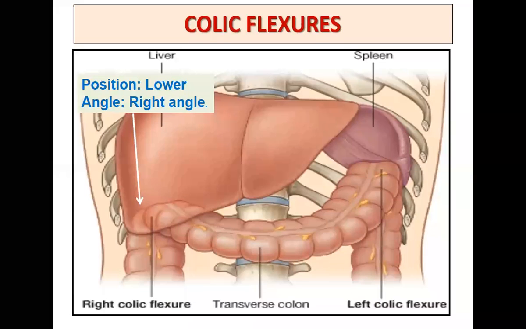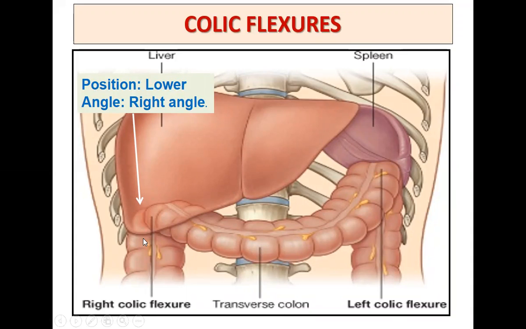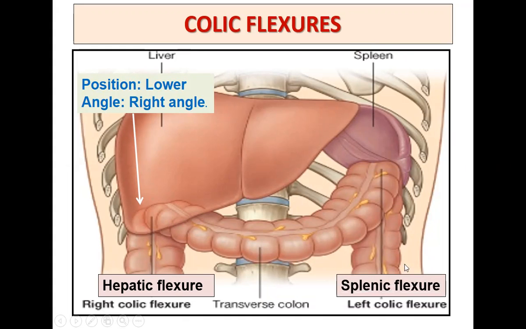Now coming to the two flexures which I was talking about. Flexures, as I said, are the bends, the junctions between the ascending and transverse colon, as well as the transverse colon and descending colon. The bend between the ascending colon and the transverse colon is called the hepatic flexure, or the right colic flexure. Similarly, on the left side, we have the left colic flexure, also called the splenic flexure, because here it is in relation to the spleen. Here it is related to the liver, so hepatic. Here it is related to the spleen, so it is called the splenic flexure or the left colic flexure.